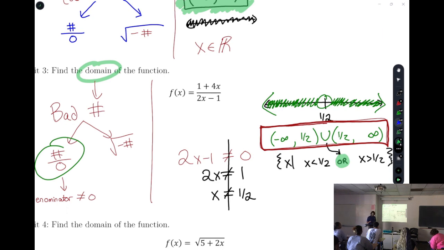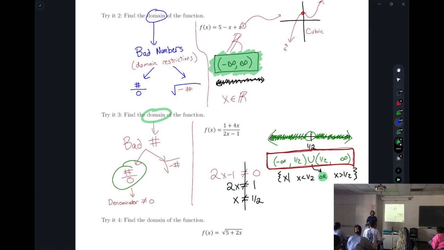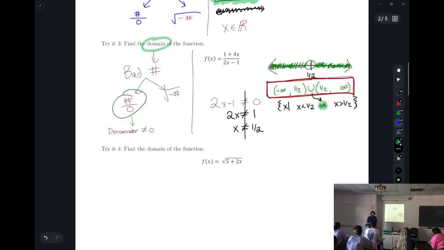Cool. Time check. 30. So we got 20 minutes. We got to go.